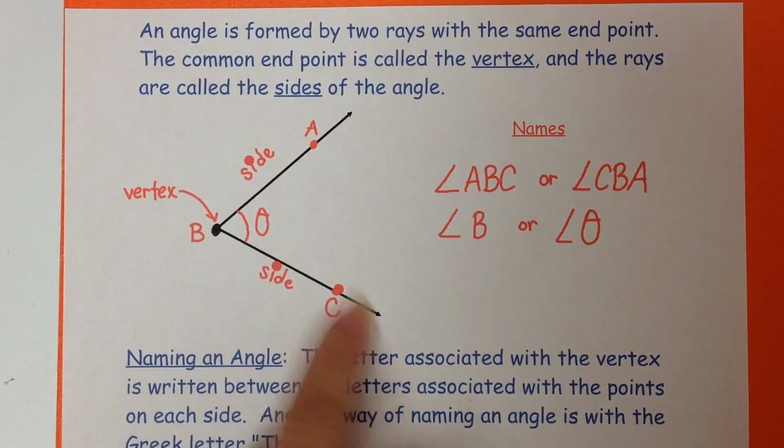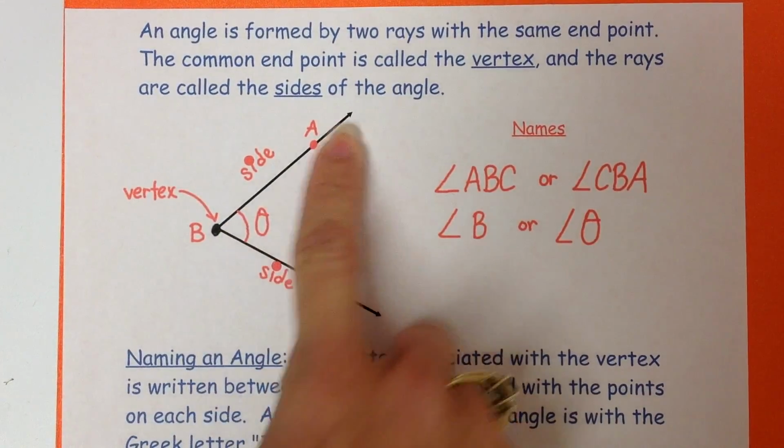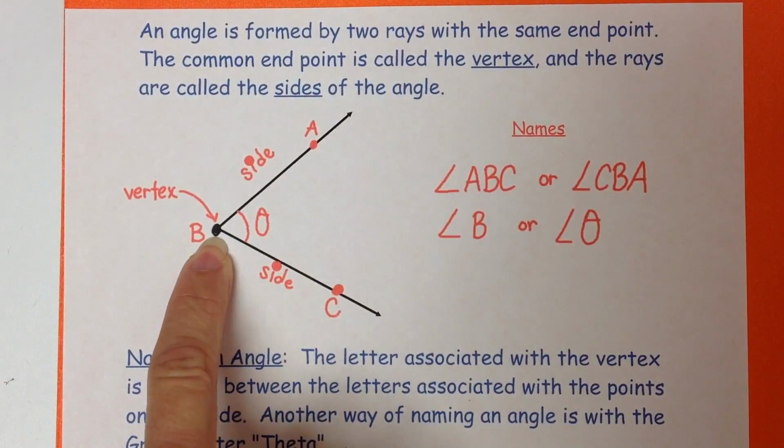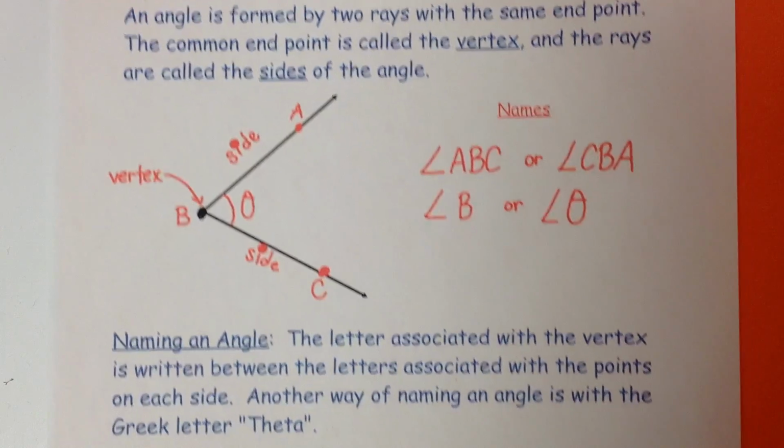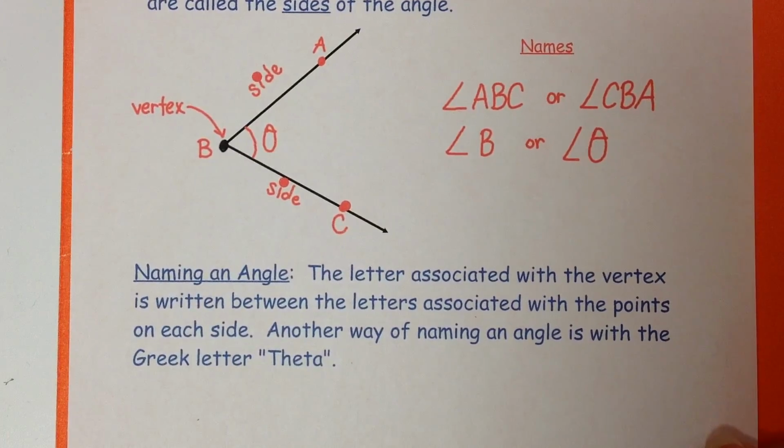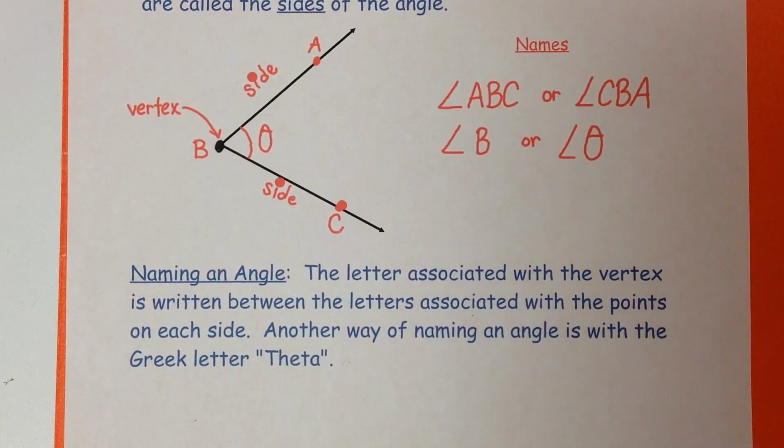So, of course, the two lines that I have here represent the two rays. They share this endpoint, therefore that's called your vertex. And then the rays are called the sides of your angle. Now, in naming an angle, there are a couple different things that you can do. Of course, you're used to using 3 letters a lot of the time to name an angle.